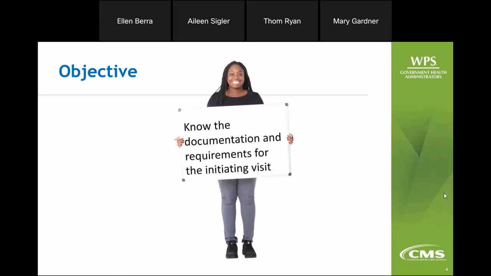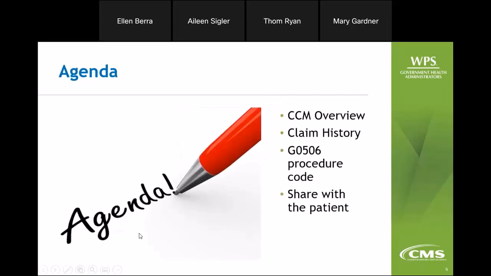What we're going to talk about here today, and you can see on the agenda here, is really CCM. We're going to provide just a real brief overview on that. We're going to talk about when you need this initiating visit. We're going to talk about procedure code G0506.